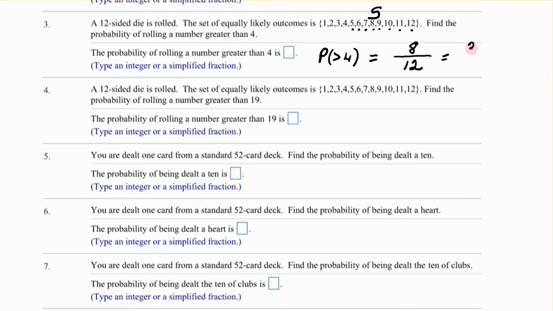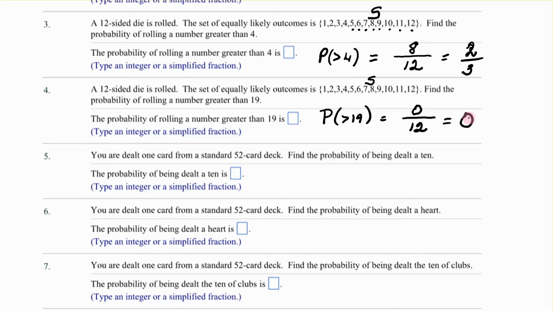So this probability is also 2/3. All right, number 4. We're rolling a 12-sided die. Here's the sample space. Find the probability of rolling a number greater than 19. Okay, probability greater than 19. Well, the sample space is still 12. How many ways are there to get a number greater than 19 from this one die? And the answer is there aren't any. It is 0. The probability of this happening is 0.